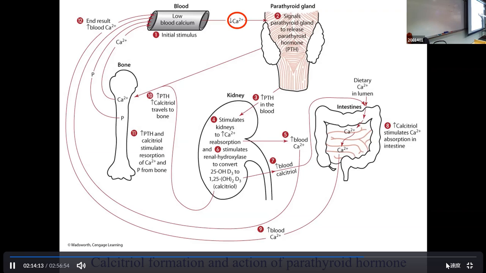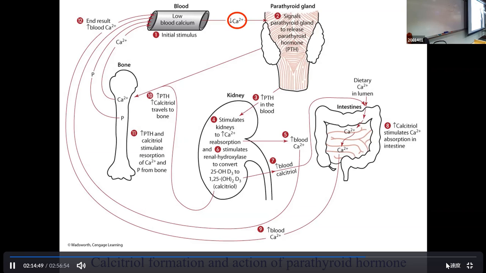Now we decrease the renal loss by increasing absorption in the kidney, therefore we increase blood calcium, right? We make more 1,25, which will then act on the intestine to increase calcium absorption. Increased calcium absorption therefore also will increase blood calcium.